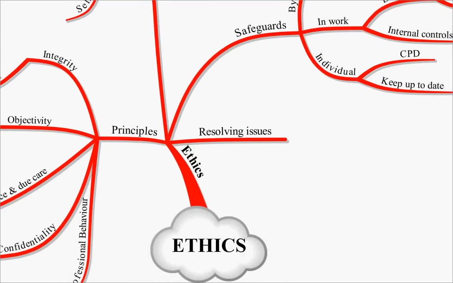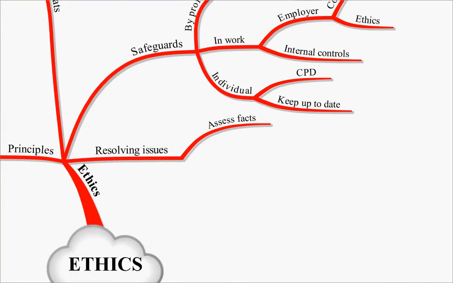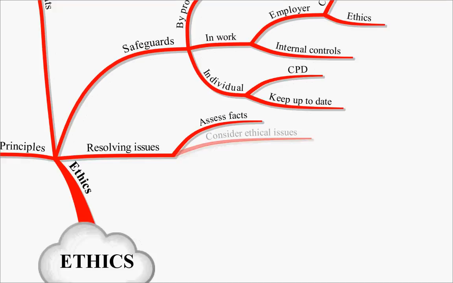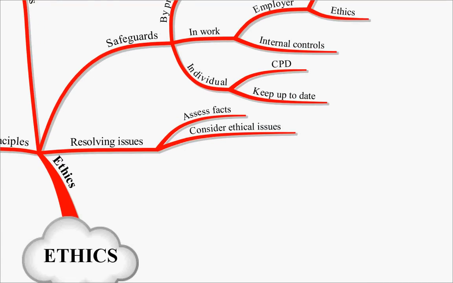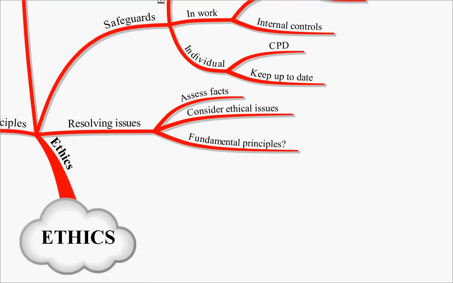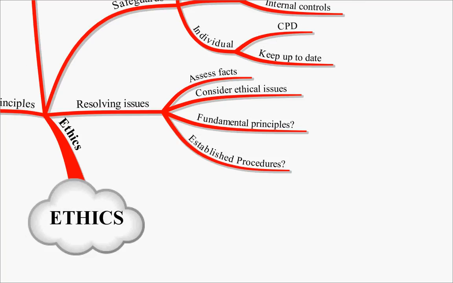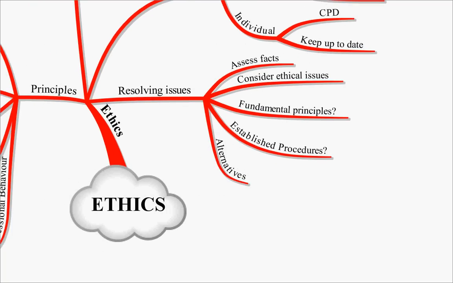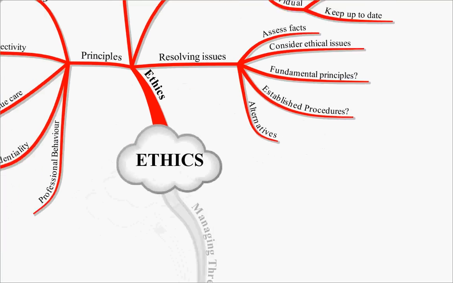So how do you resolve issues? If you do think there's an ethical threat, how do you resolve this? Well, first of all, you've got to assess the facts, make sure you understand what the facts are. You then have to consider the ethical issues surrounding those facts. Do any of those issues then come into conflict with the fundamental principles that we've just looked at? If they do, there should be established procedures within the firm to deal with it. If there isn't, you may have to look at alternatives, such as going to an external regulator, or in fact resigning your position. So that is ethics.